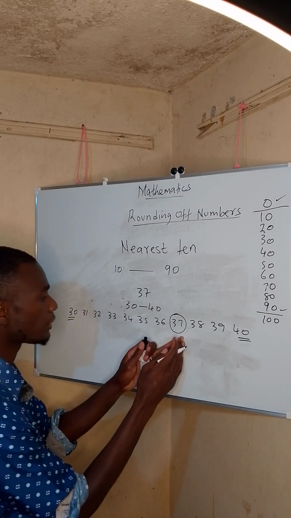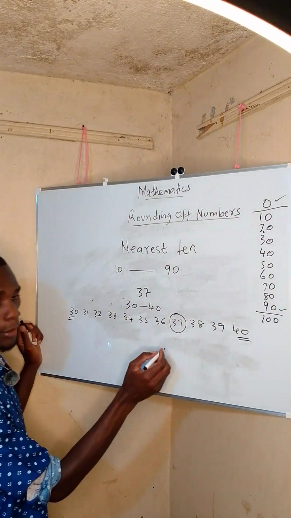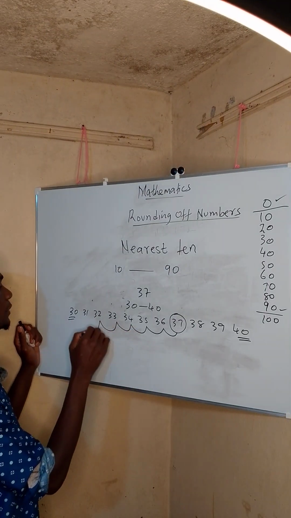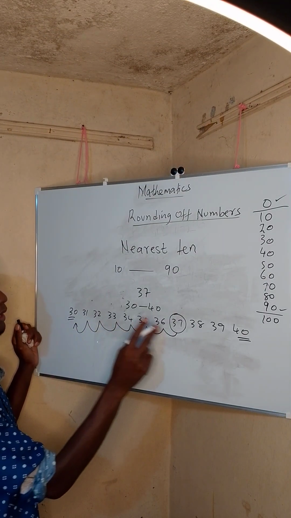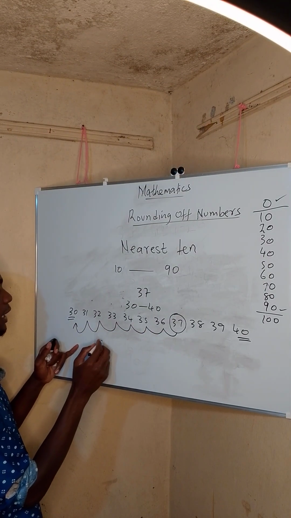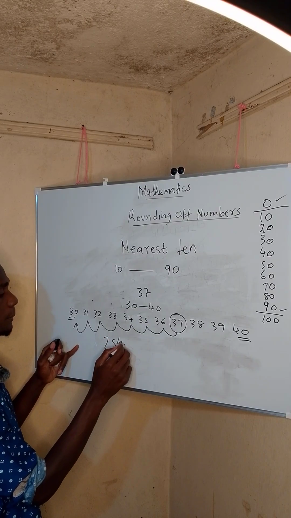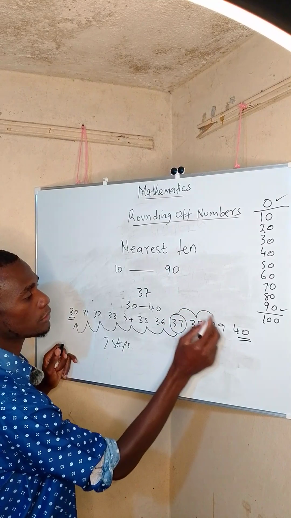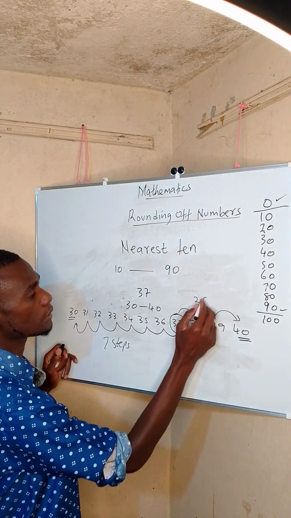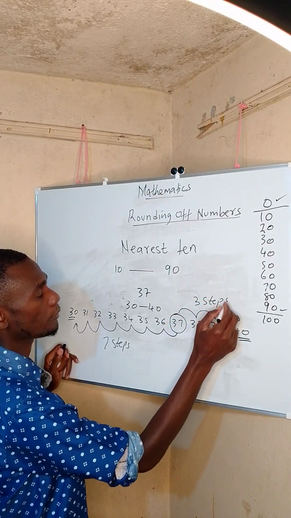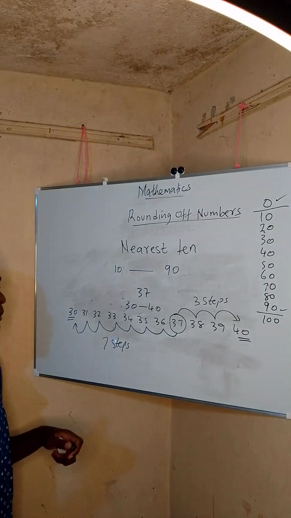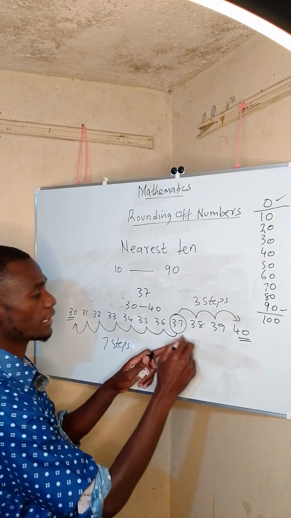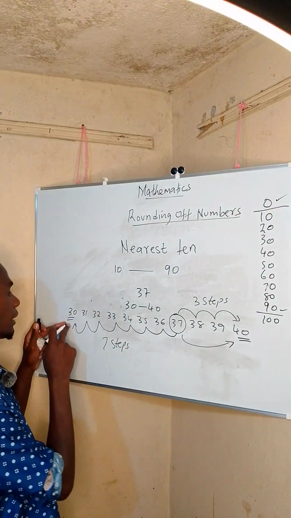From 37 back to 30 is how many steps? 1, 2, 3, 4, 5, 6, 7. From 37 to 30, there are 7 steps. From 37 to 40, there are 1, 2, 3. There are only 3 steps. That means, looking at the distance, 37 is next to 40 than 30.